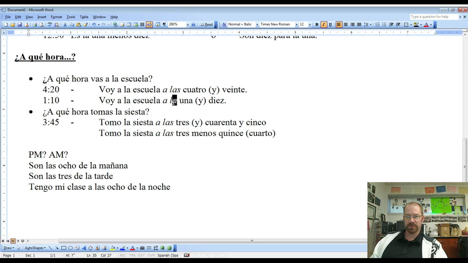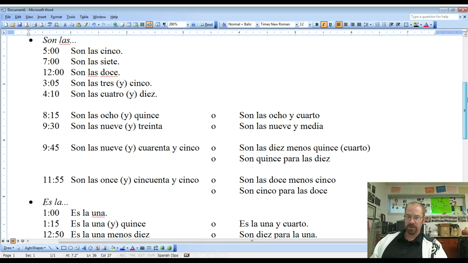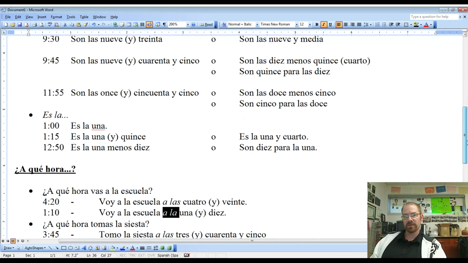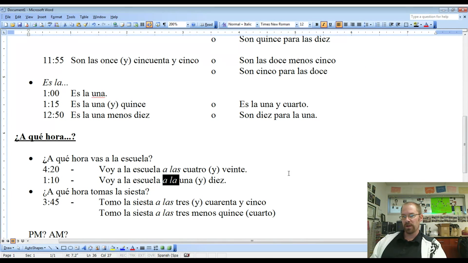Now I also have the option of saying a la. And the difference is the same as it was up here with the es la and the son las. You're going to use the a la, the singular one, when it's a 1 o'clock time. So, voy a la escuela a la 1:10. So I go to school at 1:10. So use the singular one for 1, use the a las for everything else, basically.